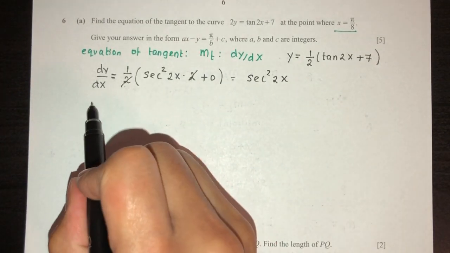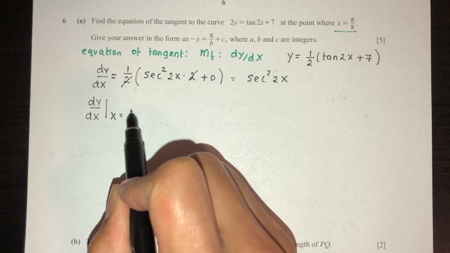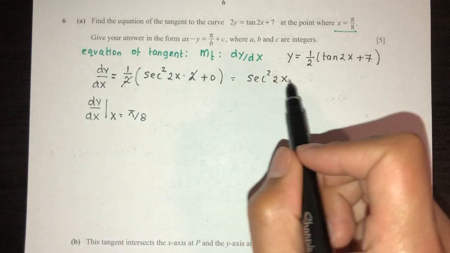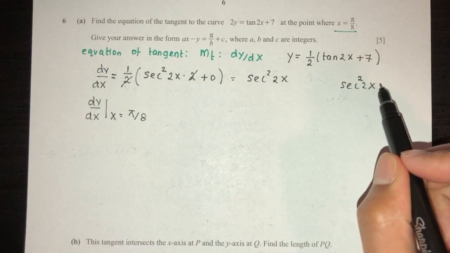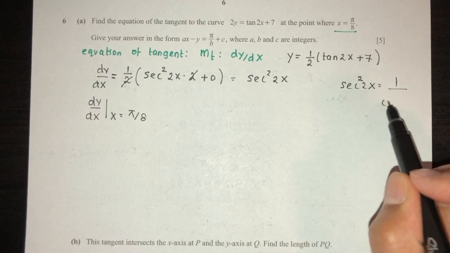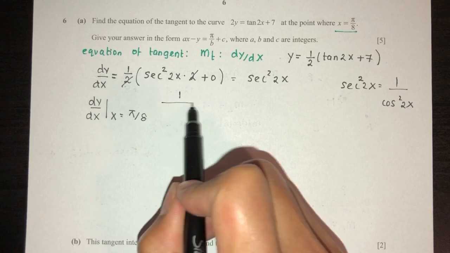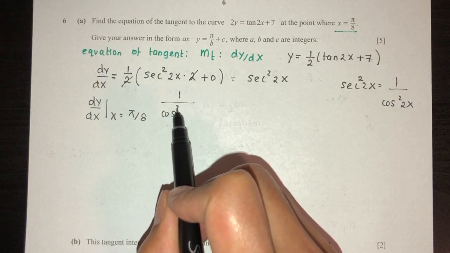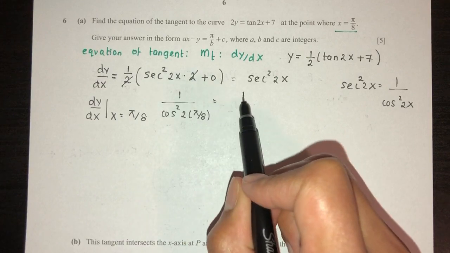Now what is the value of the gradient, dy/dx, at x equal to pi by 8? So what is sec? You have to know. sec² 2x is 1 over cos² 2x. So let's find the value. cos² of 2 times x, where x will be pi by 8, and it will be 1 over what?